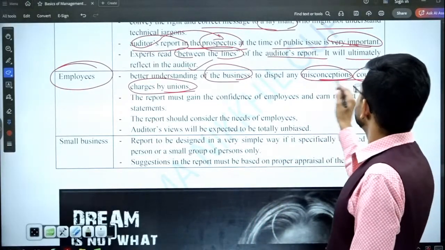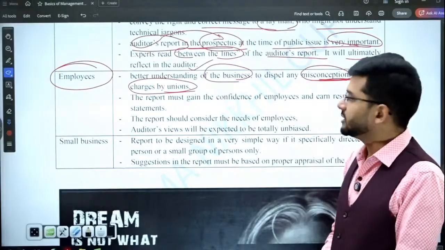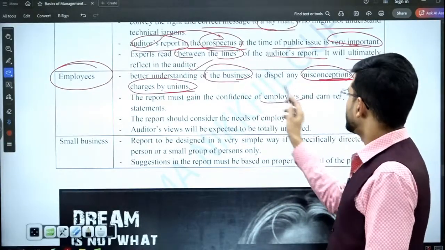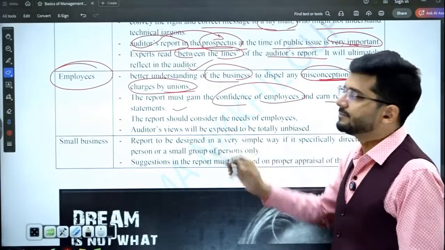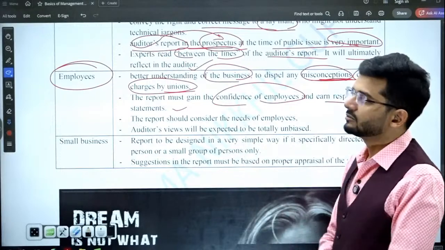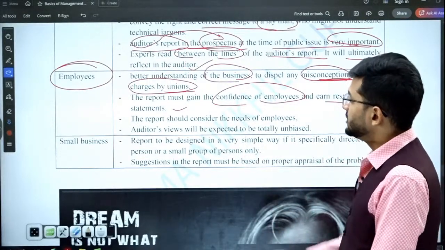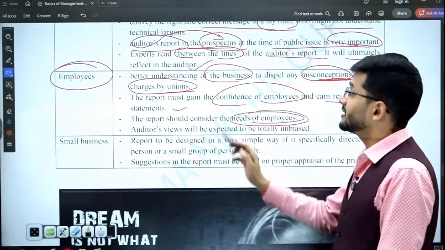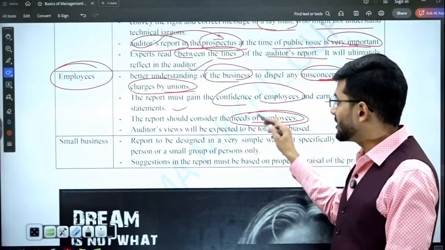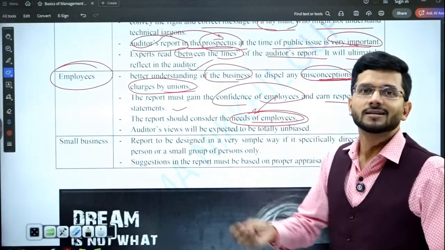So to dispel any misconception or counter charges by unions, the reports must gain the confidence of the employees and earn respect of the statements. So employees should be confident about the report, whatever report is being given to them. The report should consider the needs of the employees. Whatever employees require, the report should have that thing.